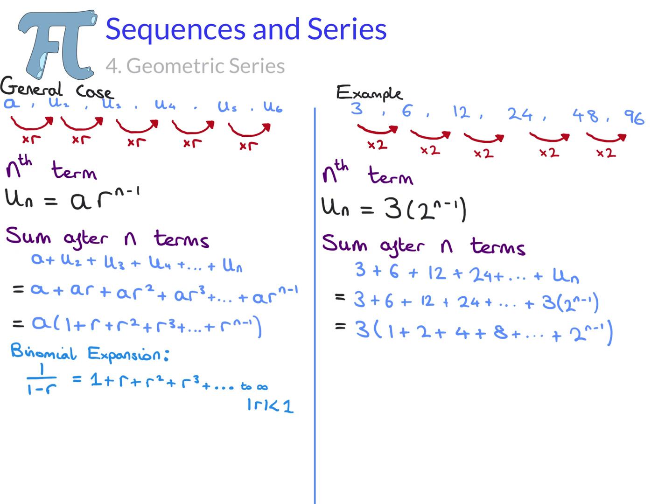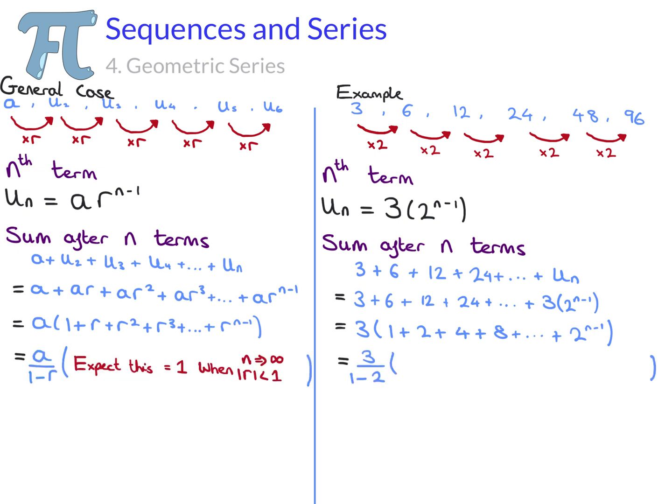This is not very general, but it may tempt us to factorize out a 1 over 1 minus r from the bracket and expect that whatever remains is just equal to 1 when n is infinite and the modulus of r is less than 1.